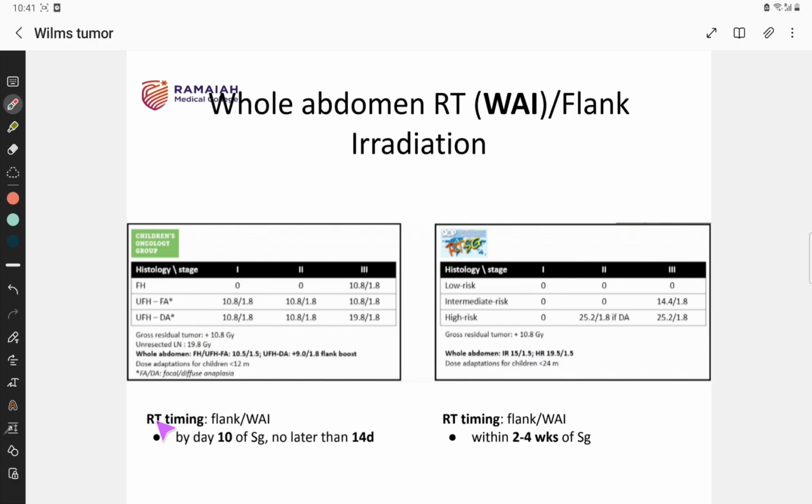Now when will you start the RT in case of COG? You'll start the RT by day 10, not later than 14. Basically 9 to 14 days will be your target within which you have to start the RT, beyond which high rates of recurrences have been seen. This is what they follow according to COG. According to SIOP, the RT timing is within 2 to 4 weeks of surgery.